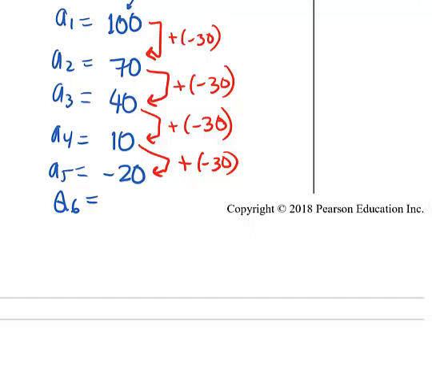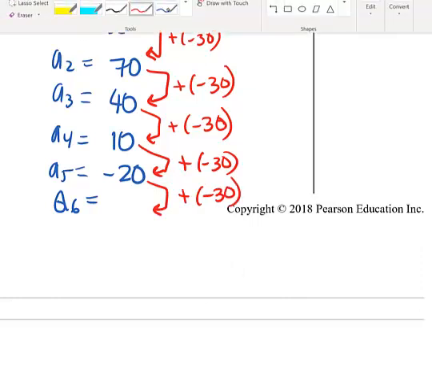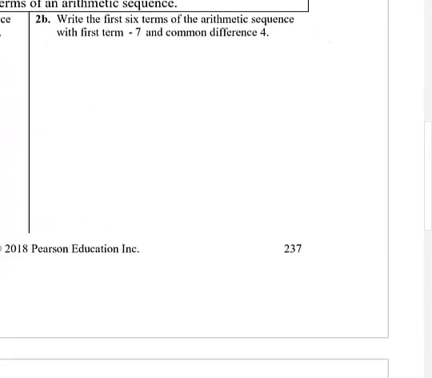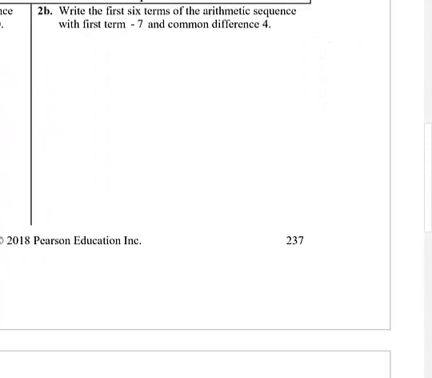And then the last one we care about, the 6th term, I'm going to find by adding negative 30 to that guy. Negative 20 and negative 30 together make negative 50. There's our 6th term. So that's really all it takes to find the terms of the arithmetic sequence. You don't really need the general term. As long as you know the first term and the common difference, then you should be able to find as many terms as you want.